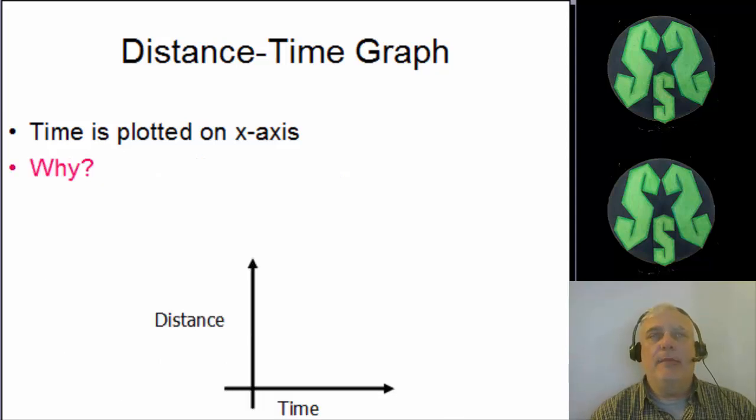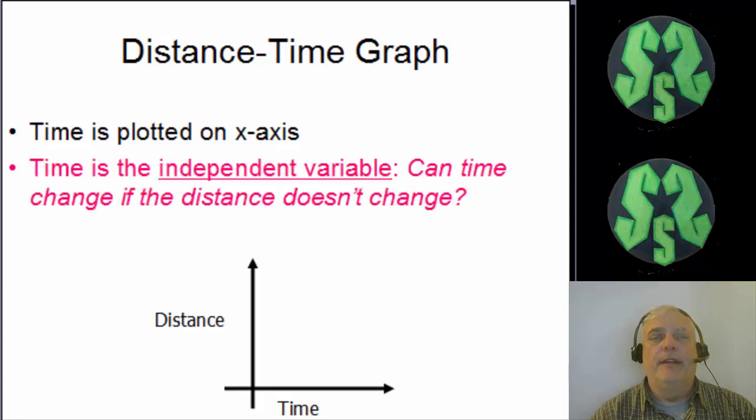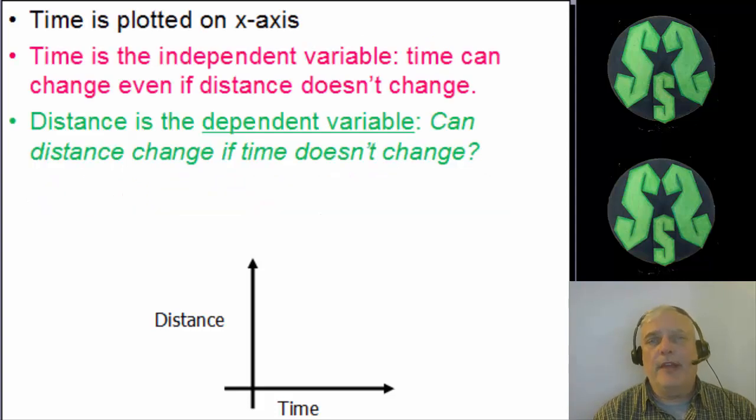Why is time plotted on the x-axis? Time is what's known as the independent variable in this case. A good way to identify the independent variable would be to ask yourself, can time change if the distance does not change? Well, more in plain English, it would be, can time go by even though the object is staying still? It's not changing its distance. And the answer to that, of course, is yes. I'm sitting right here. Let's assume I'm not traveling anywhere, my position's not changing, so my distance is not increasing or decreasing from a certain reference point, but time is still going by.